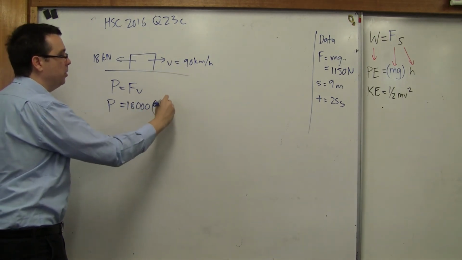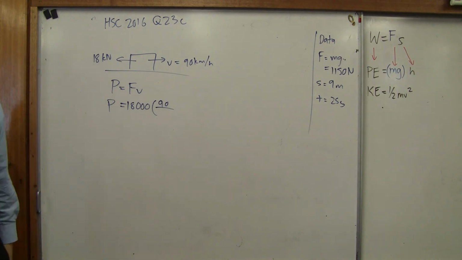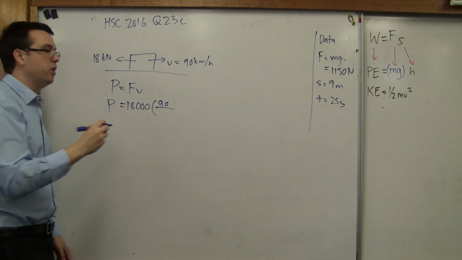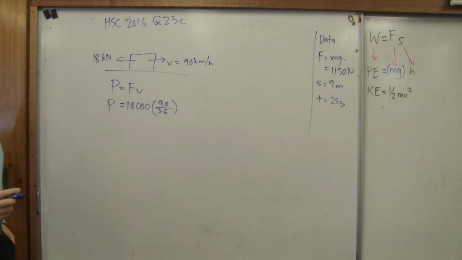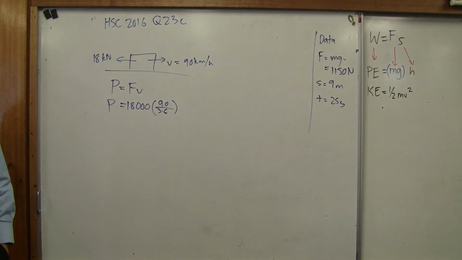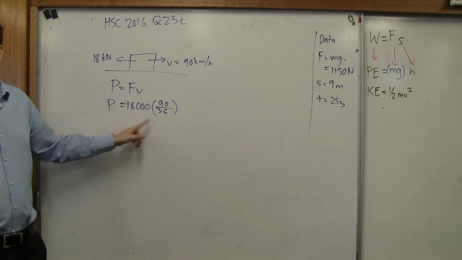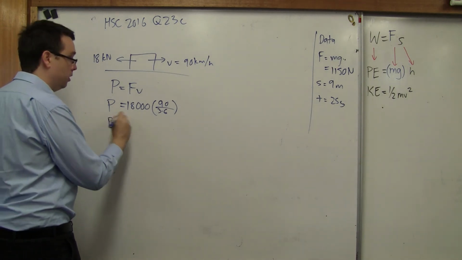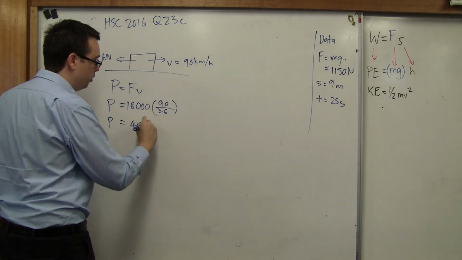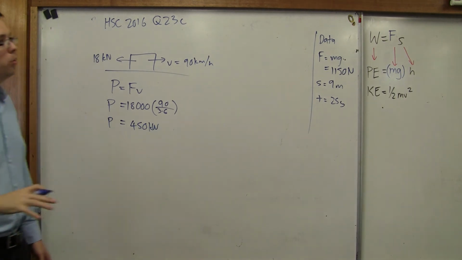We know force, which is 18,000, and we're told a velocity of 90, but we can't just use 90. What number do we need to divide by? 3.6. Why are we doing that? To convert it to meters per second. So we get 25. So 18 times 25 equals 450 kilowatts. You got that as well? Okay, 450 kilowatts. We're done with that question.